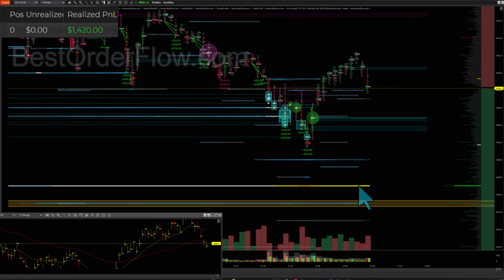And then we can see on a heat map there is some heat map liquidity over here and the previous day low. So this is a really good marker for us to see how the price is going to react on this liquidity and on the previous day low.